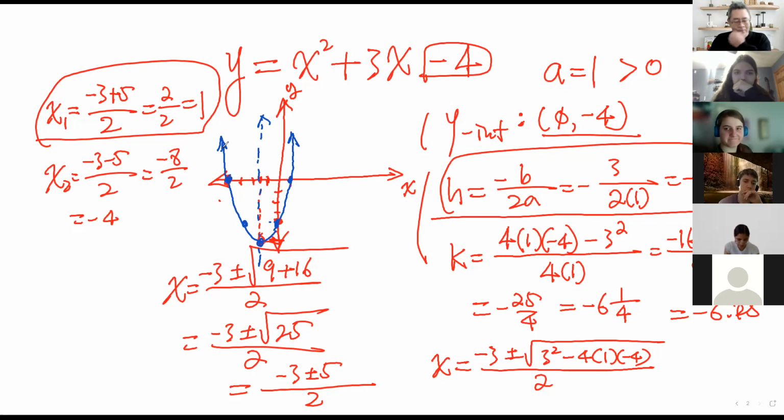Yep. We good on this one? I think so. Okay. Chad, you good? Yeah, this really helped. Now that I can see it using graphing, like seeing how it works in real life.